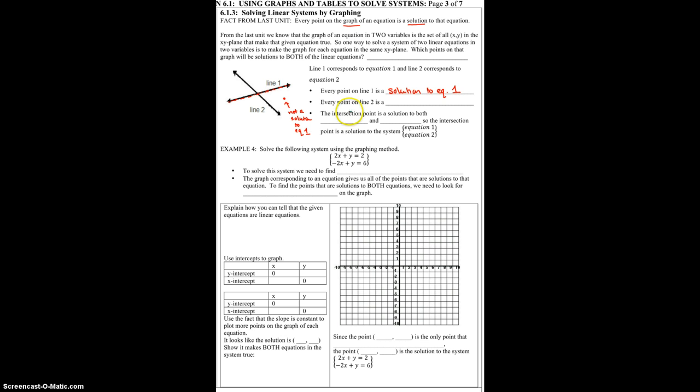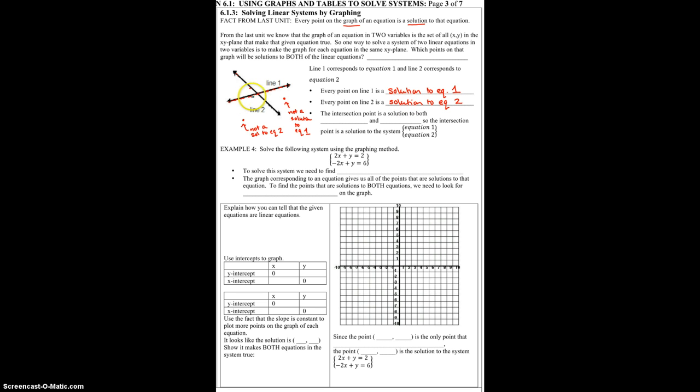Now, every point on line 2, again we have infinitely many points here as well, every point on line 2 is a solution to equation 2. If we have some point here, this is not a solution to equation 2. But now, if we want to solve a system that contains equation 1 and equation 2, then we need an ordered pair that makes both equations true.